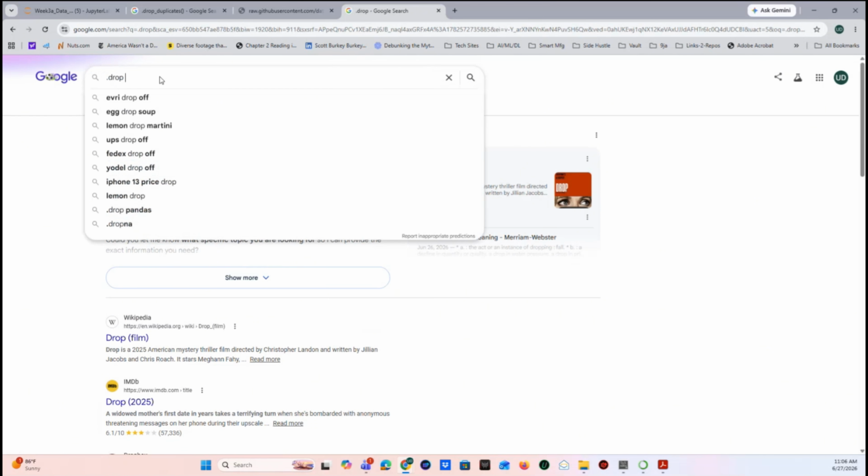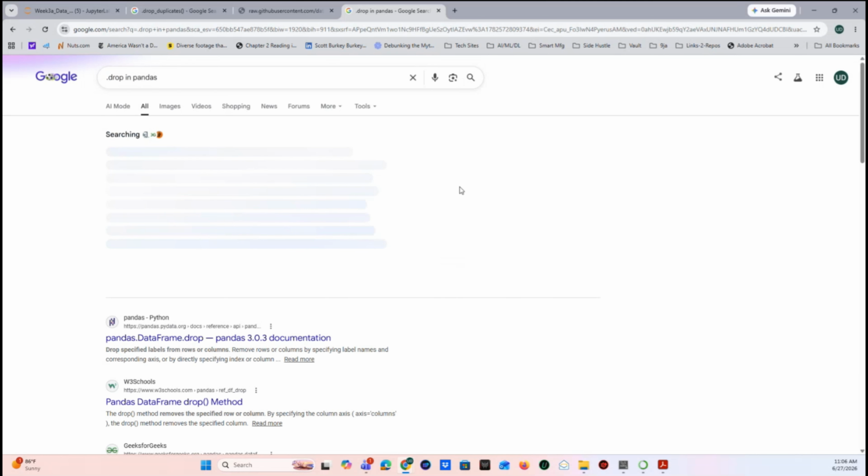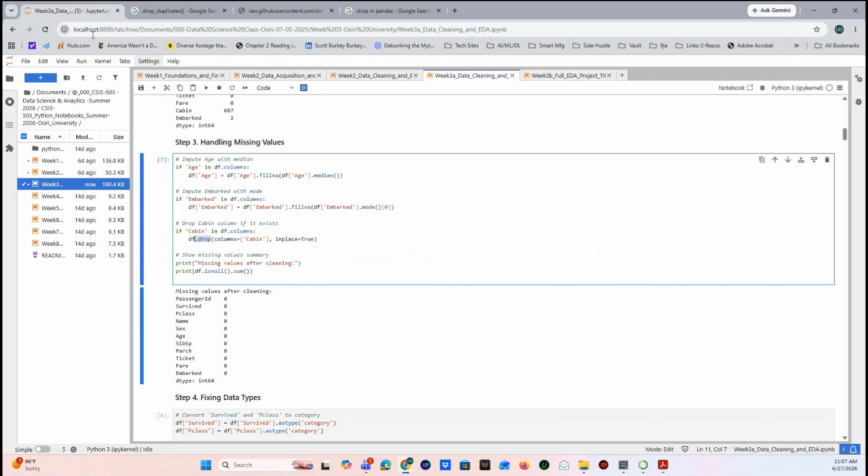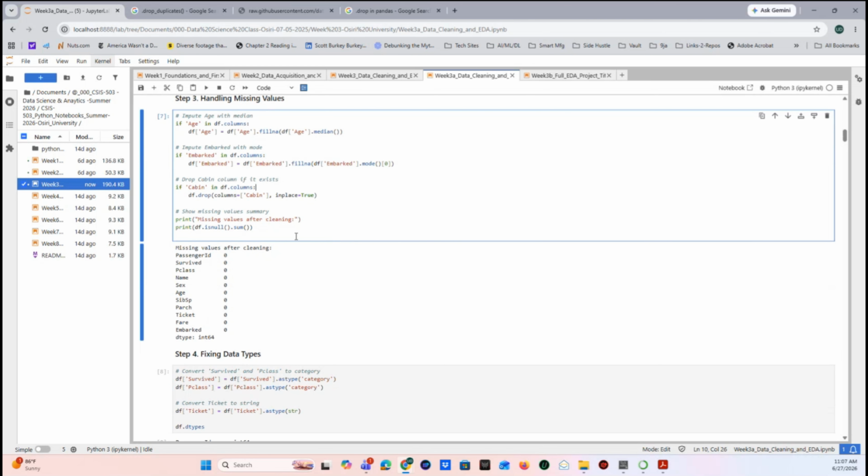The drop in pandas is used to remove specific rows or columns from a data frame. So essentially, it seems like they are trying to remove the rows that have missing values in their cabin.